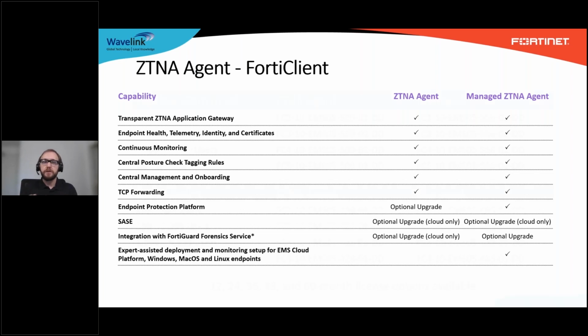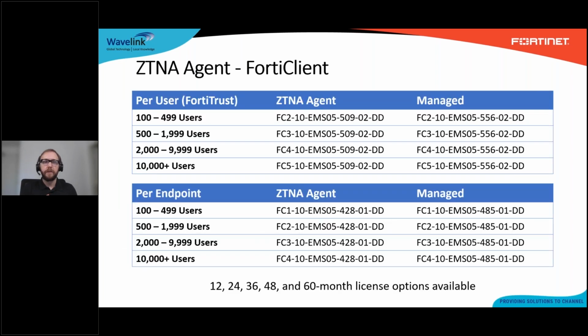Now, the SKUs for that are pretty simple. If you want the per user license option, then that's the top row on the screen. If you want the per endpoint license, then that's the bottom one on the screen. And remember, this is the minimum requirement, which is the ZTNA edition.